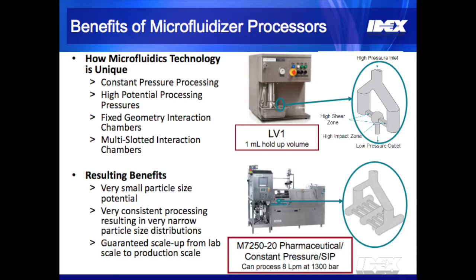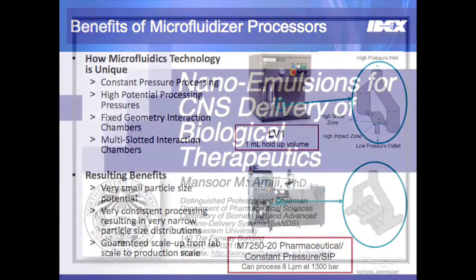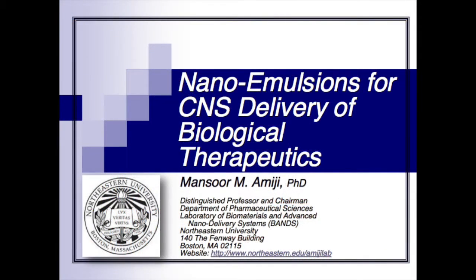On the right there, you see the LV1, which is capable of processing 1 milliliter of material. And then we have a biopharmaceutical 725020, which would be able to generate the exact same results in a cGMP environment at 8 liters per minute. So without further ado, I'm going to pass it over to Dr. Amiji. He is going to take us through his presentation.